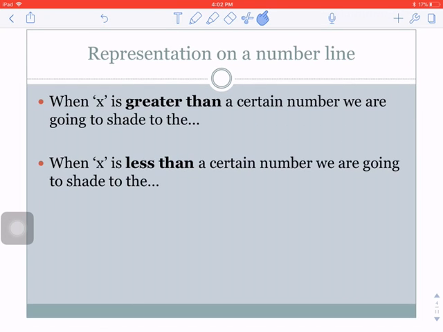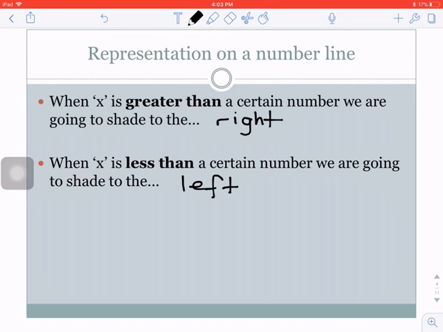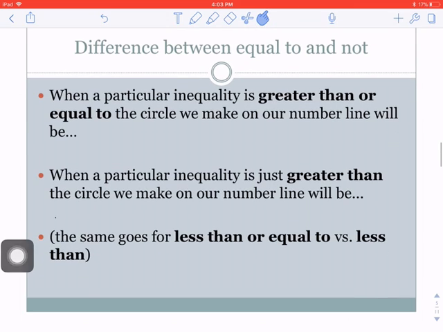So representation on a number line. When x is greater than a certain number, we're going to shade to the right. And when x is less than a certain number, we're going to shade to the left. Okay, that's pretty intuitive there, I hope. And let's continue on. So the difference between an equal to and not.